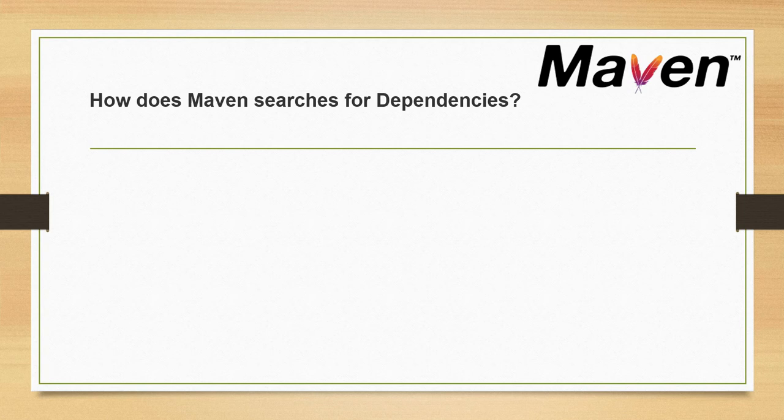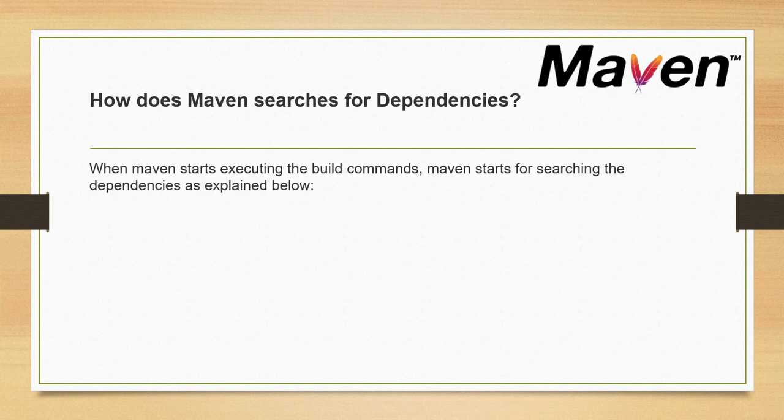As we have seen, there are three types of repositories in Maven. You have a local, then you have a remote, then we have a central. Then what philosophy does Maven use to download these artifacts, meaning all the dependencies and plugins, from the different repositories? So let's try to understand. When Maven starts executing the build commands, Maven searches for the dependency in the order explained below.